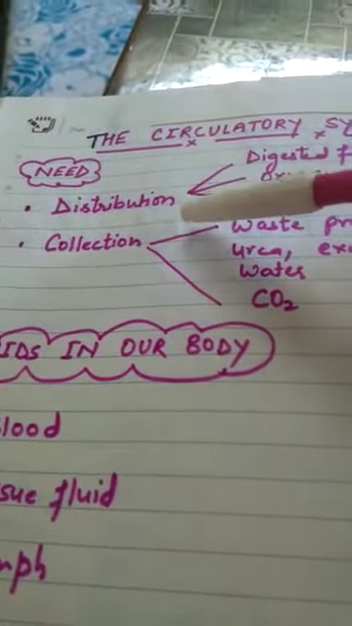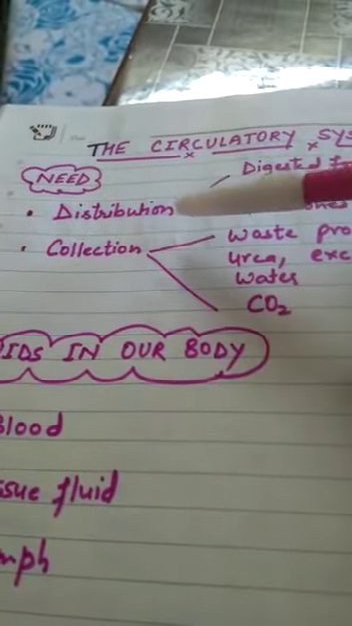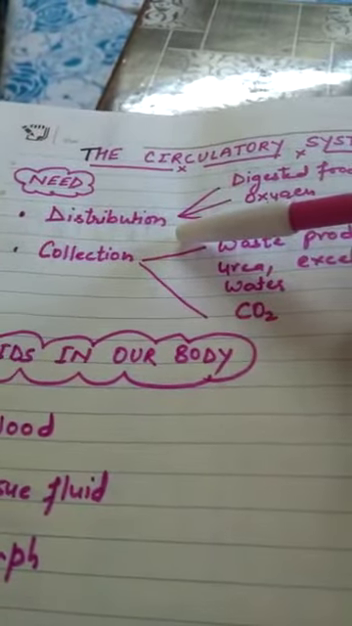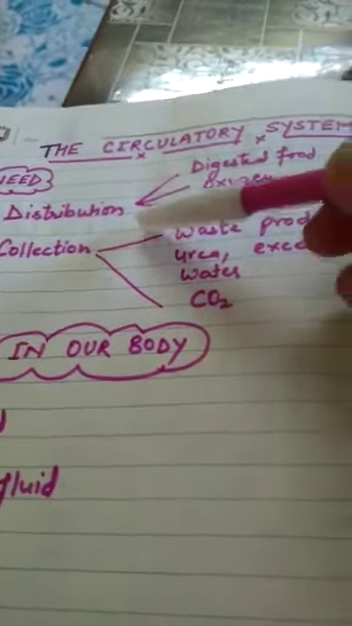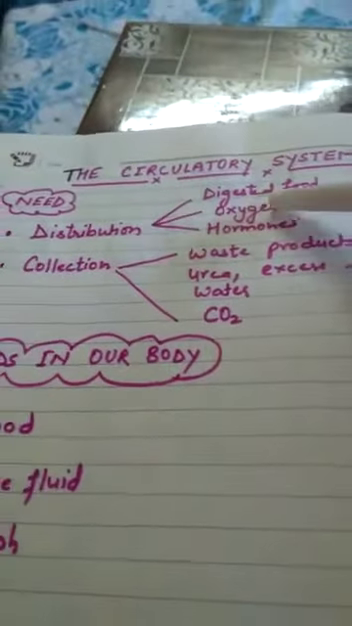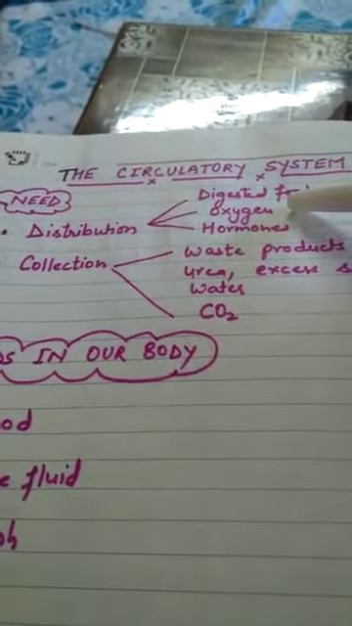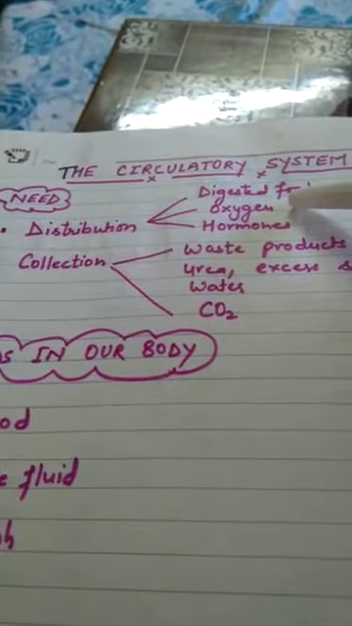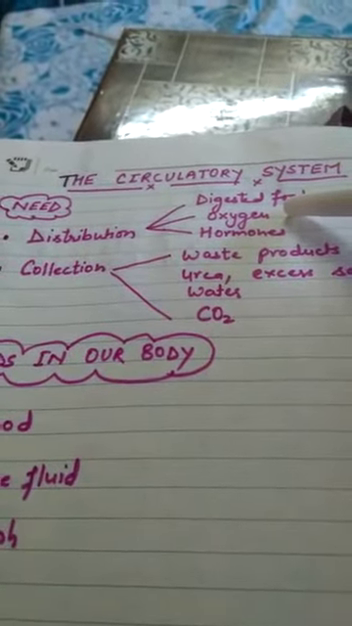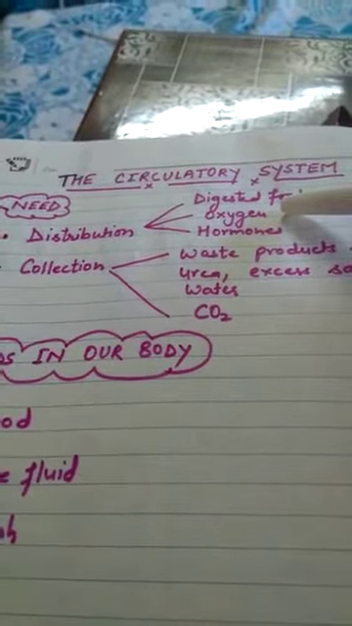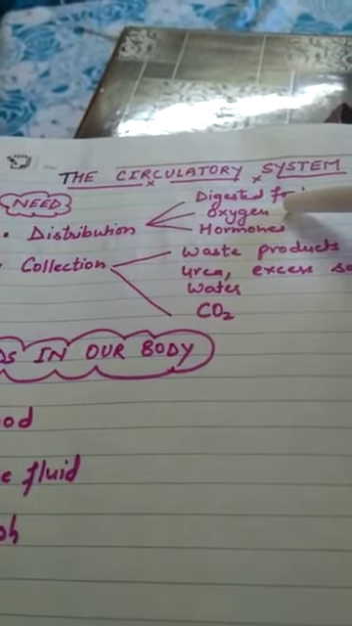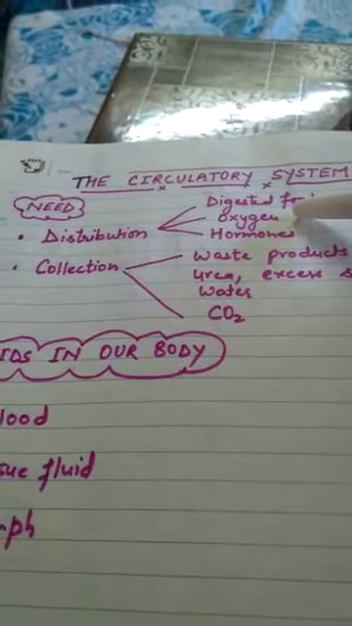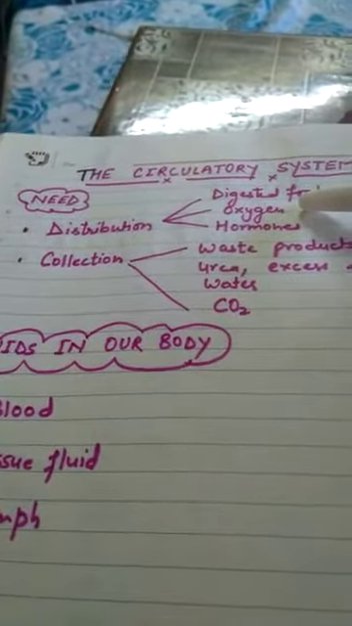Number one is distribution. It is required for distribution of various substances like distribution of digested food. We know that food is digested inside the stomach and intestine, and then this digested food is distributed to various parts of the body through blood.